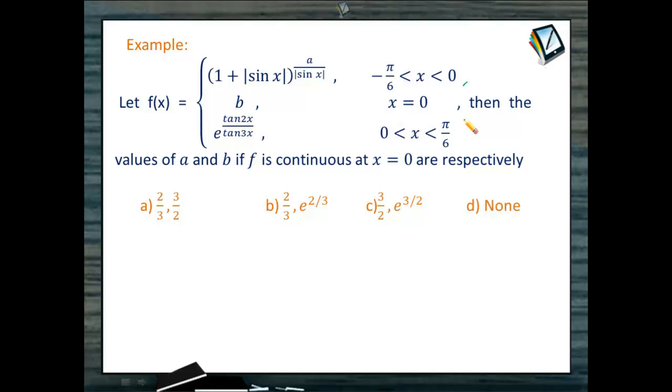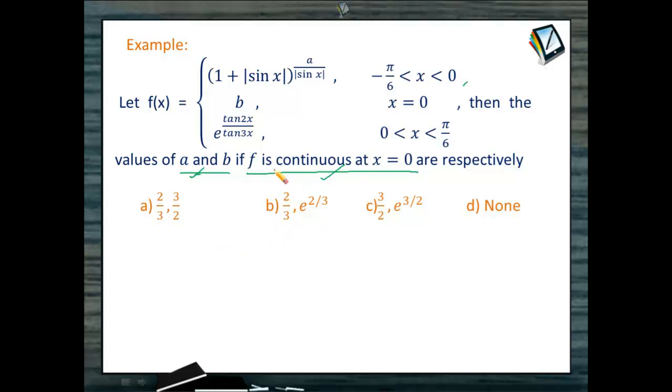Now see the condition given on the function. The values of a and b are required, and how is the function? The function is continuous at x equal to 0. So satisfying this condition that it is continuous at x equal to 0, we are supposed to find the values of a and b. It's predefined that the function is continuous.